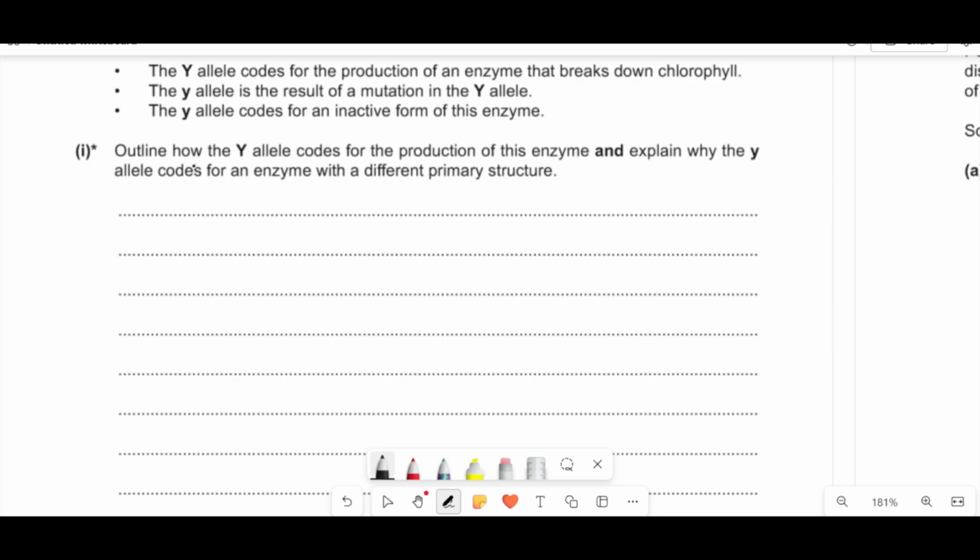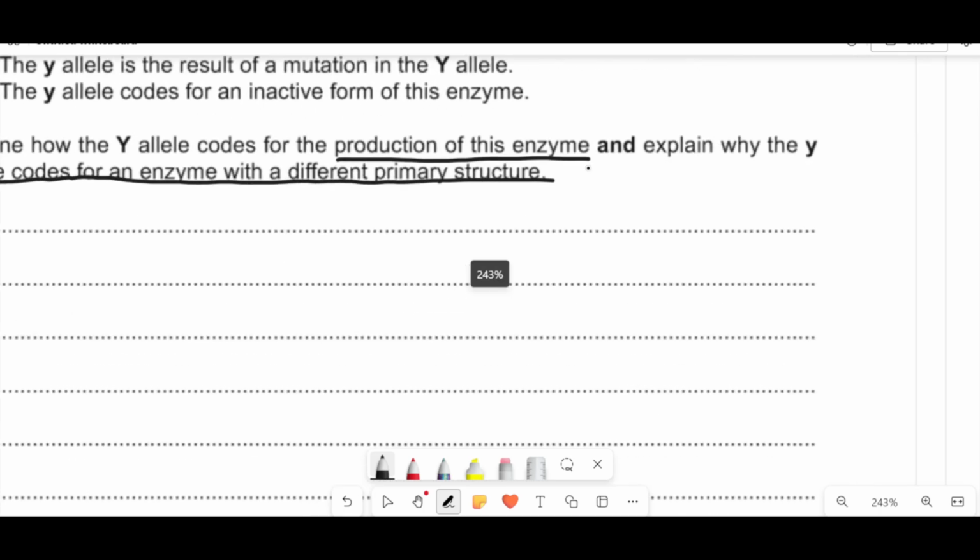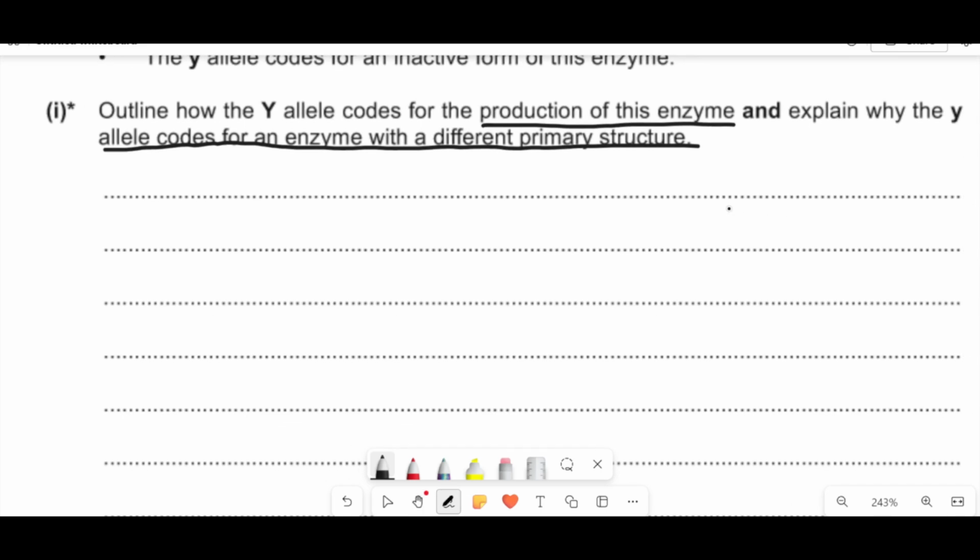Cool. Then it says, outline how the Y allele codes for the production of this enzyme, and then explain why the y allele codes for an enzyme with a different primary structure. This should be 3 marks. Whenever you want to make a protein in the entirety of the universe, you need to use your DNA at some point. The DNA base sequence, the triplets, tell you what amino acid you make. Eventually that gets transcribed and translated, and then you end up getting your amino acids being put together at the ribosomes, and then you end up getting your proteins, your primary, secondary, tertiary structure.